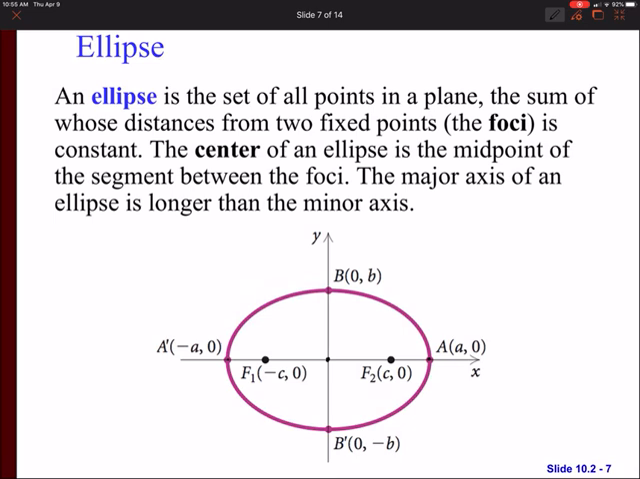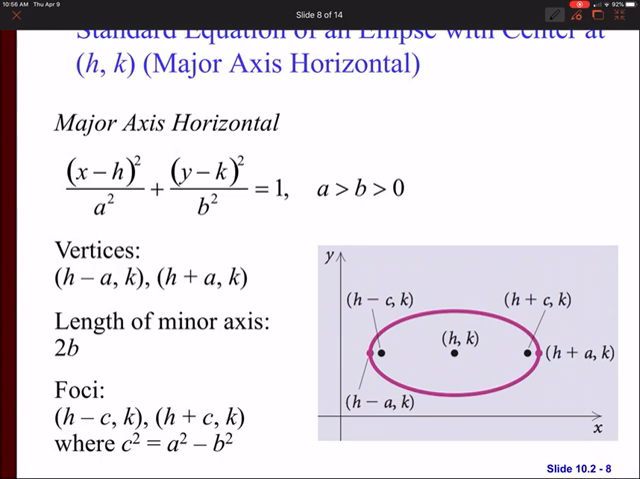And these points B and B prime are the ends of what we call the minor axis. So it's the shorter of the two. And the minor axis contains, in this graph, your y-intercept points. And, of course, the vertices end up being the x-intercept points. That's because we're centered at the origin. But let's talk about that a little more in depth.